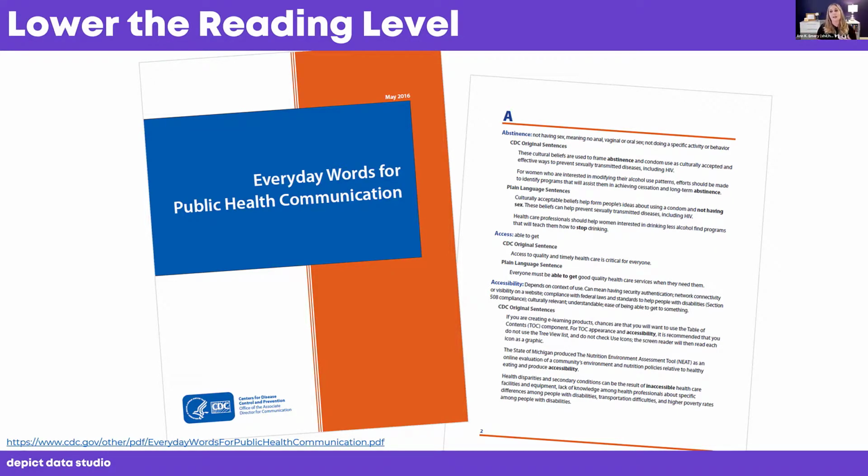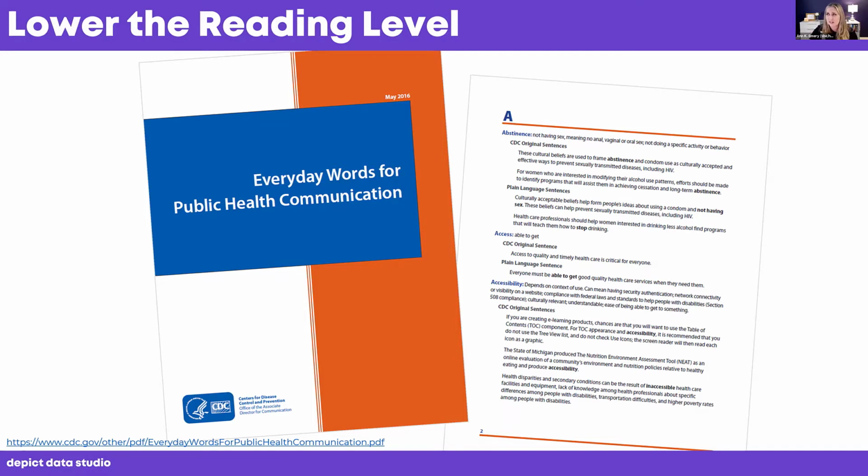And I love this one because it has the original sentences, kind of like what we just did, followed by the plain language sentences. So you can see exactly how to replace these jargony terms like abstinence. What does that mean? Plain language would mean not having sex. Like you basically take the jargon out and you put the actual definition of it in. What is access? You just remove the word access and you put able to get.